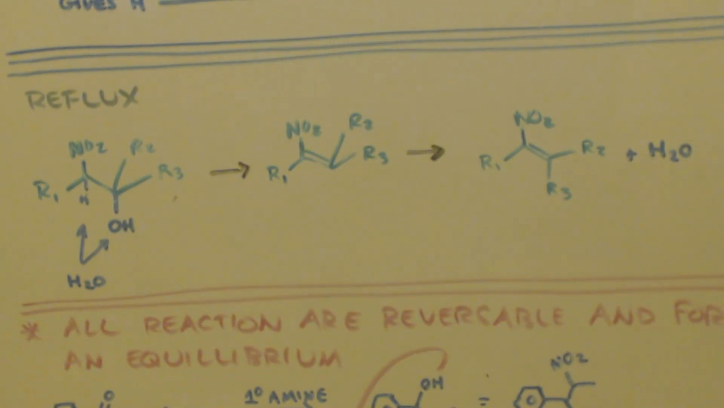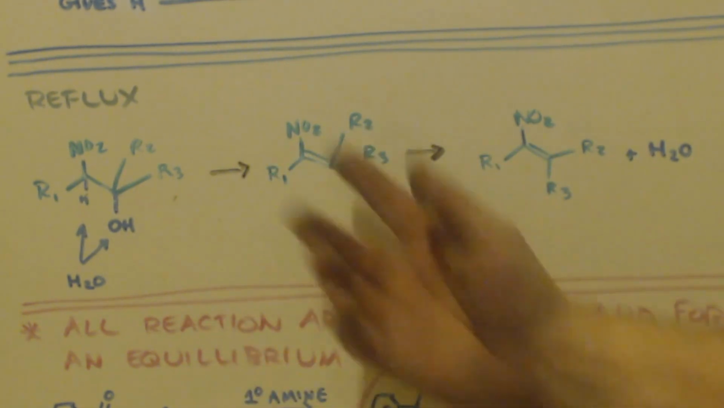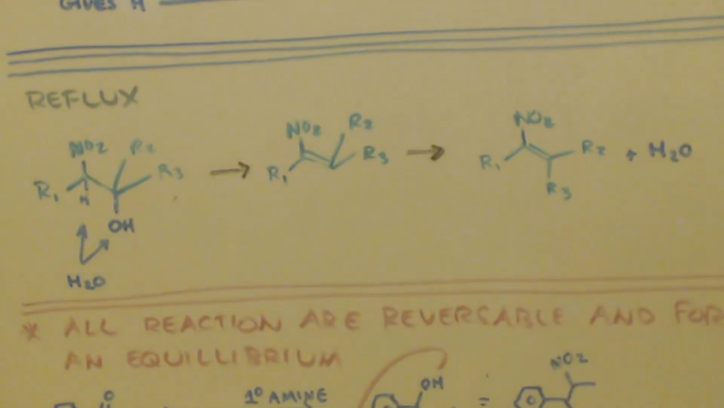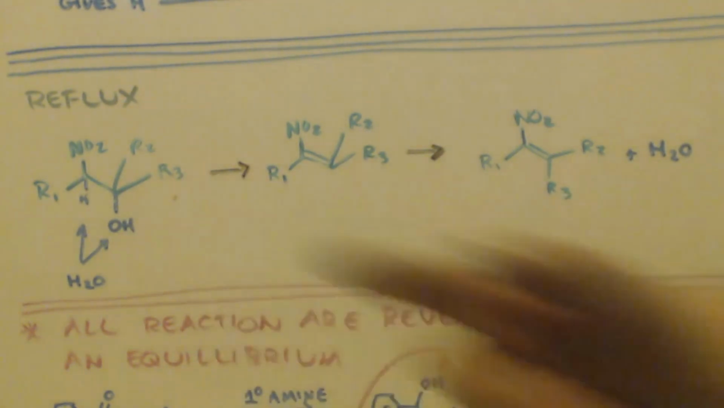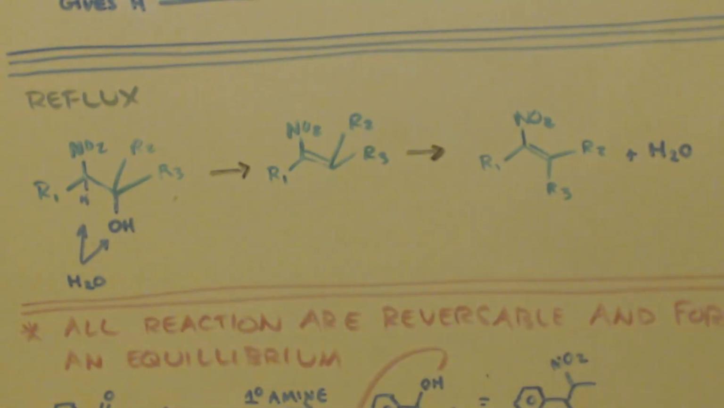The thing about this reaction is everything is reversible and everything forms an equilibrium. So when you make this, it actually goes back because it's reversible. It goes back to the beta nitro alcohol. Okay, you make it and then it goes back, some of it at least, and it keeps making this until it forms an equilibrium.